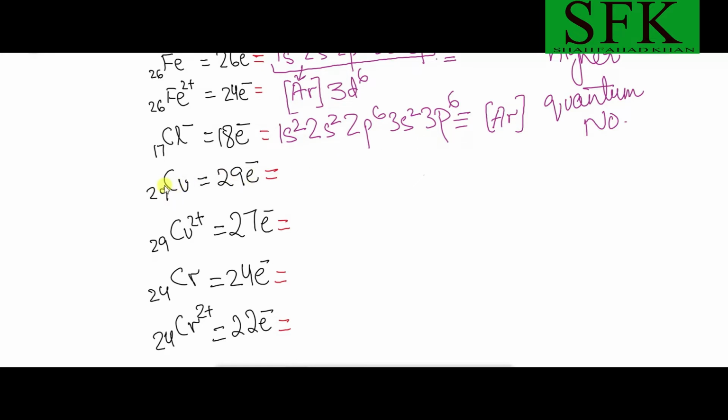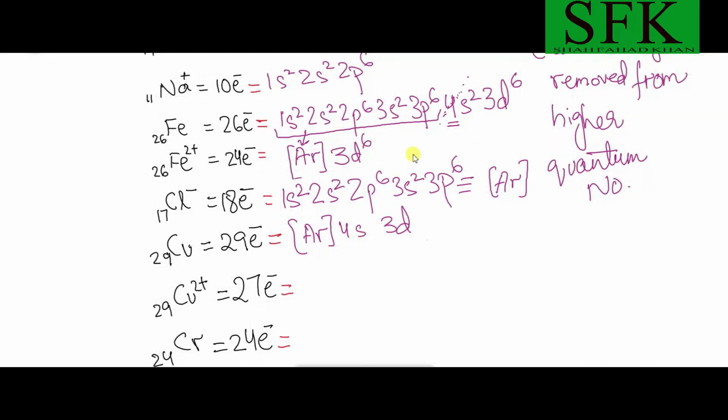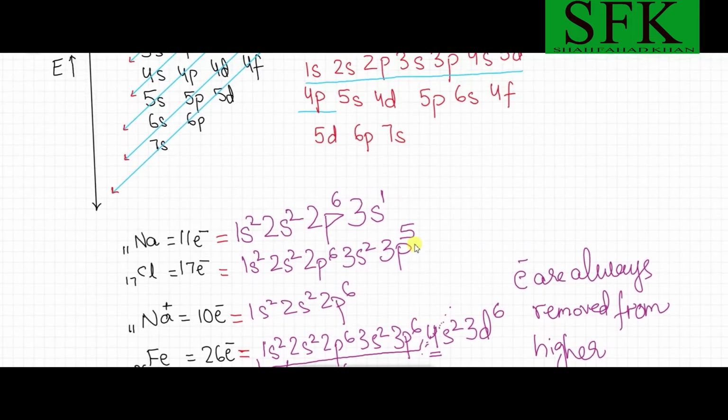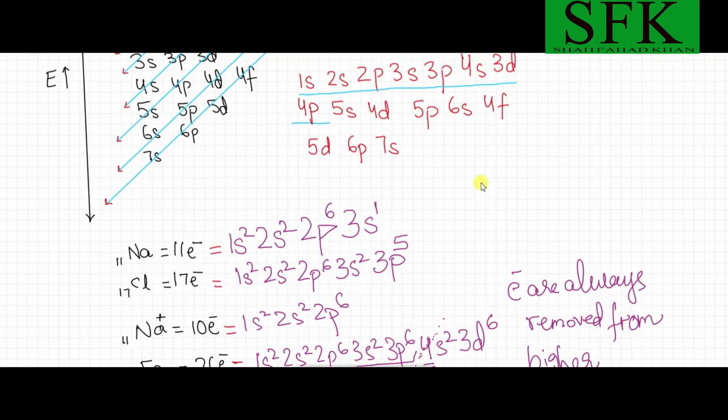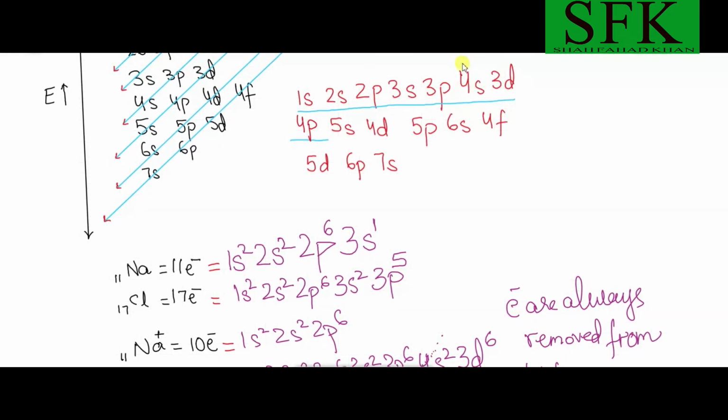Okay, now let's write down the electronic configuration of the copper atom. I'm going to write it in a shorthand way. Argon core, 18 electrons have been taken care of. Then comes the 4s and the 3d orbitals. Now, according to the Aufbau principle, the 4s electrons have to be filled first before the 3d electrons, right?